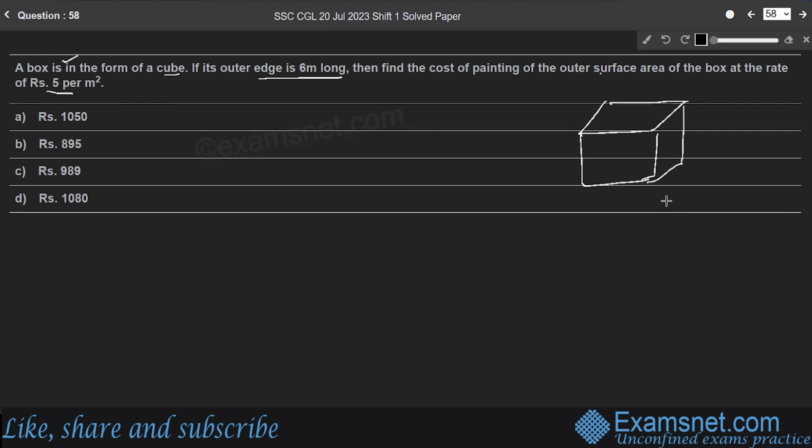So its outer edge is 6 meters long. That means its side is 6 meters long. Right? So outer edge means its side is 6 meters long. Therefore, the outer surface area of the cube is equal to 6 times the square of its side. Which is equal to 6 times 6 square, which is 6 square is 36, into 6 is 216 meter square is the outer surface area.